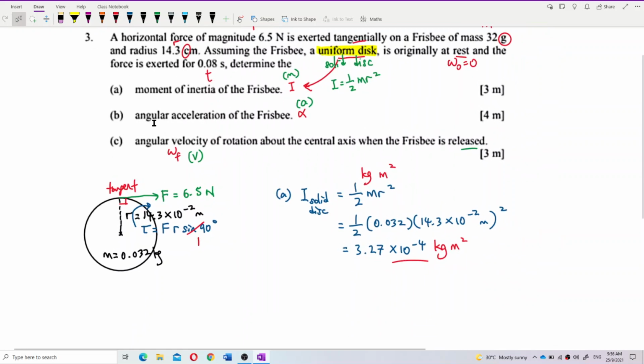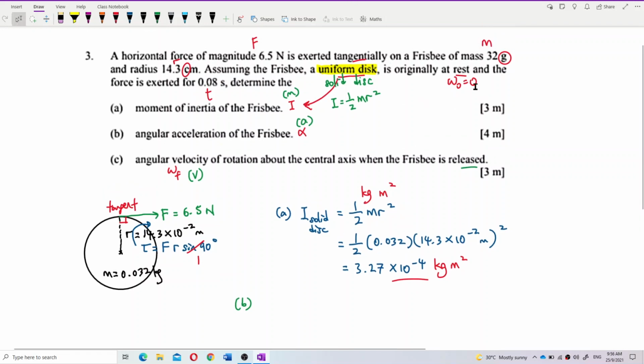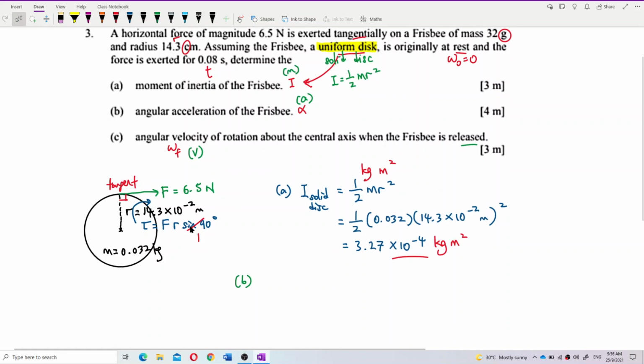The next one. What is the angular acceleration of the frisbee? Okay, let us do it. B, angular acceleration. That means we need to use the kinematic formula. Okay, angular acceleration, we need to use torque. From here we can see there's only one force, isn't it? So it rotates; this force brings the torque to make it rotate. And we can see the rotation is clockwise. The alpha follows the torque, because the torque is clockwise. So alpha also goes this way. It rotates this way, isn't it? The angular acceleration is clockwise.